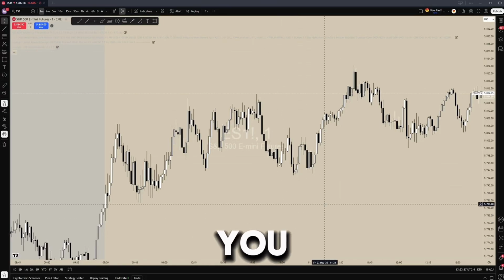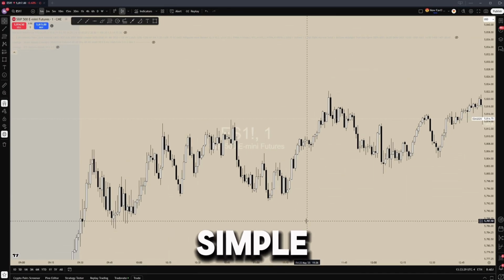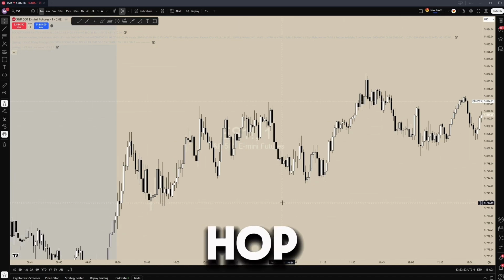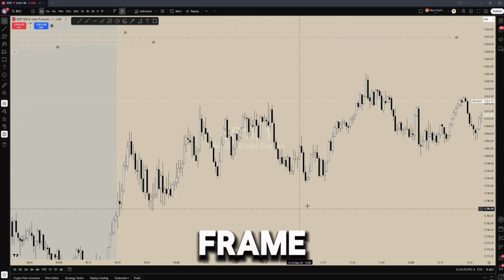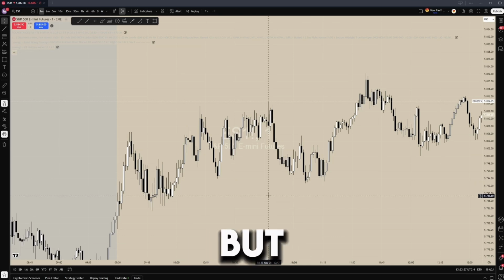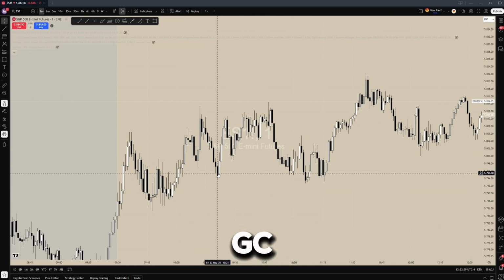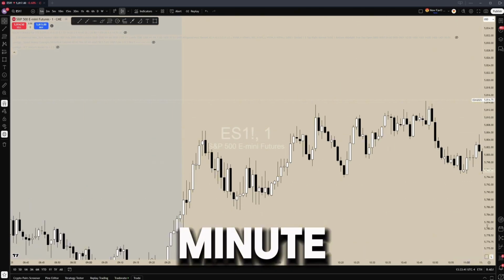I'm going to show you something extremely simple that is going to help you read price action much easier. Hop into the 1 minute time frame on a ticker of your choice. I'm using ES right here, but this also works on NQ and GC. Drop down to the 1 minute.